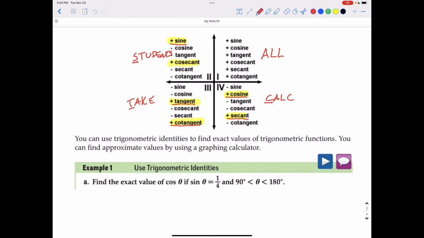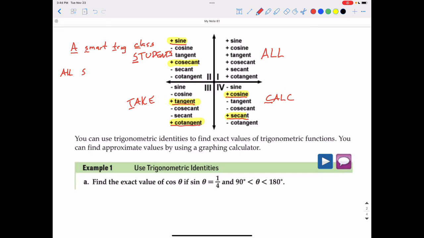All students take calc. Another common mnemonic, again reading from quadrants 1 to 4, would be a smart trig class. It's kind of like what I would think that our class is. So A for all, S for sine, T for tangent, C for class, which would be cosine.